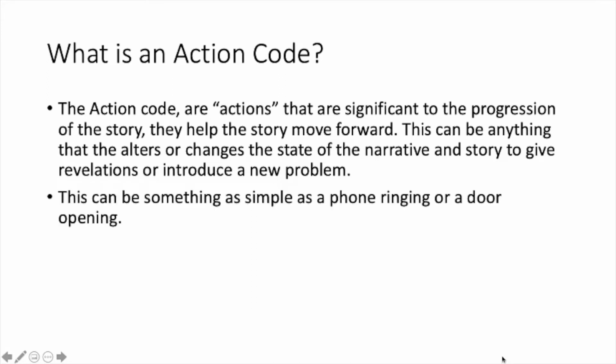Now this can be something as simple as a phone ringing, alright? So for example, if there is a phone call, then that's an action code, and something significant will be said on the phone which is going to change where the narrative goes. That person might get a phone call from maybe a doctor, and then we learn that that person is maybe ill, which changes the state of the narrative and the storyline. It could be, for example, a knock at the door. Someone we're then introduced to a new character who is going to change where the story goes. It can be anything as simple as this, alright?